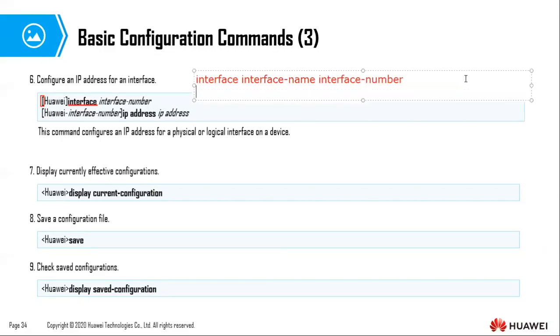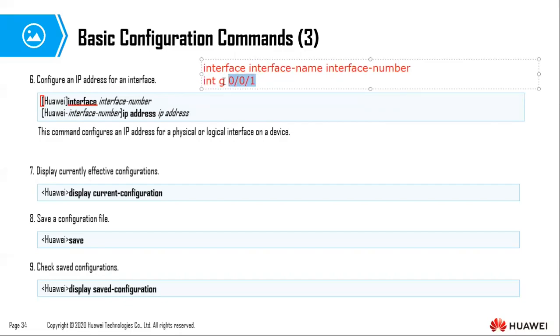For example, interface g 0/0/1. So this is the keyword interface. Then G is the interface name, meaning it's gigabit Ethernet. Then the number of the interface, because my router has more than 1 gigabit interface, so I have to specify. I want to configure 0/0/1. So after that, I'll go into that particular interface view.